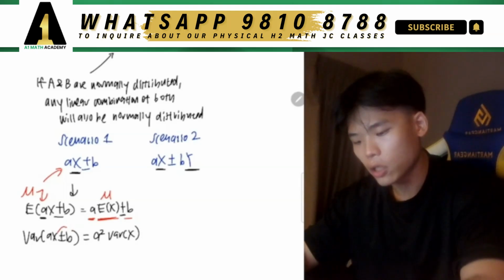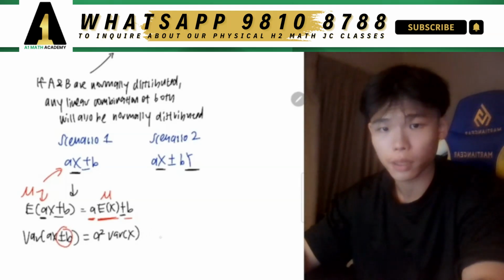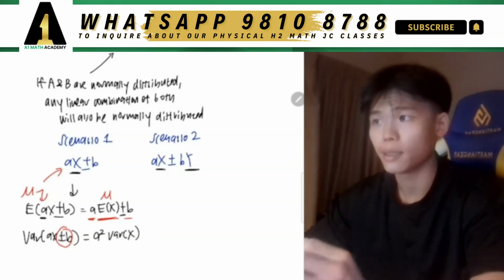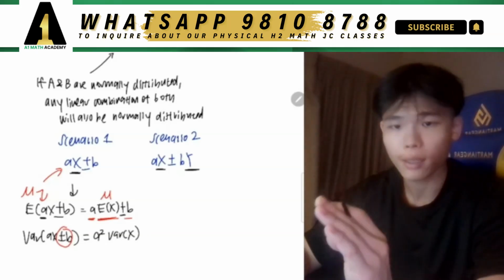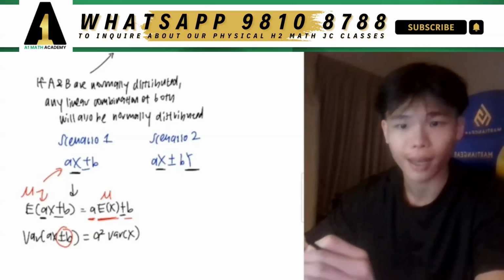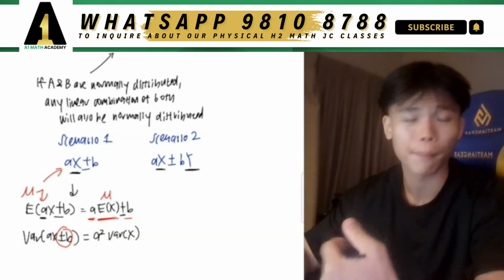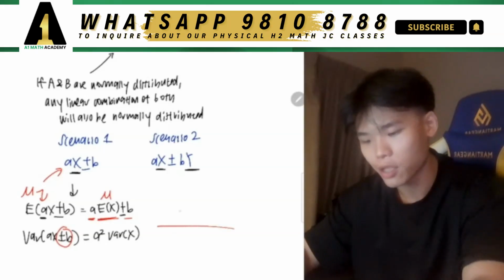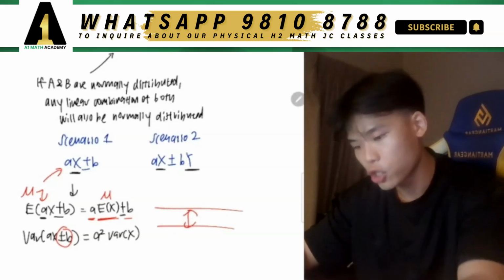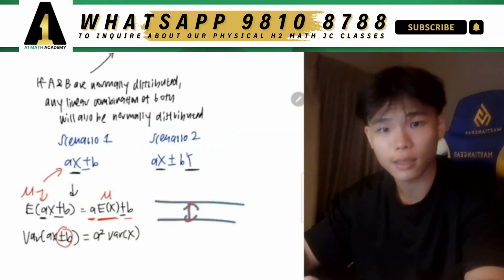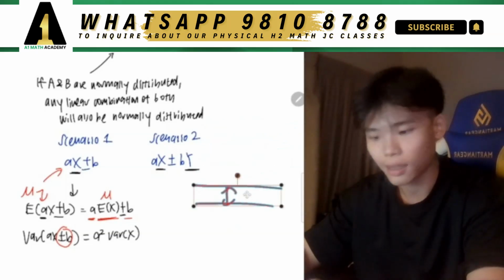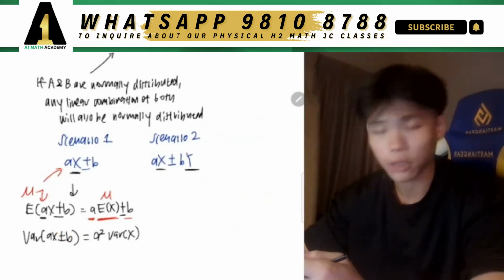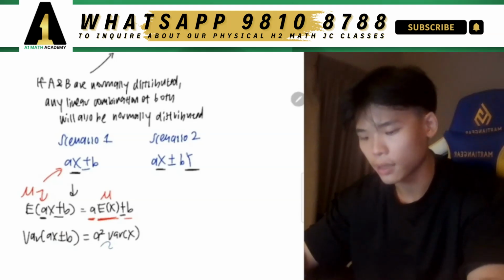Note that any constant will disappear. Any constant does not affect the variance, simply because variance measures the spread of the data from a center point. If every single piece of data, including the center point, is shifted up by b, then the distance is still the same. Imagine this is the distance, and I shift everything up by b units. The gap over here is still the same, so the b does not affect the variance.